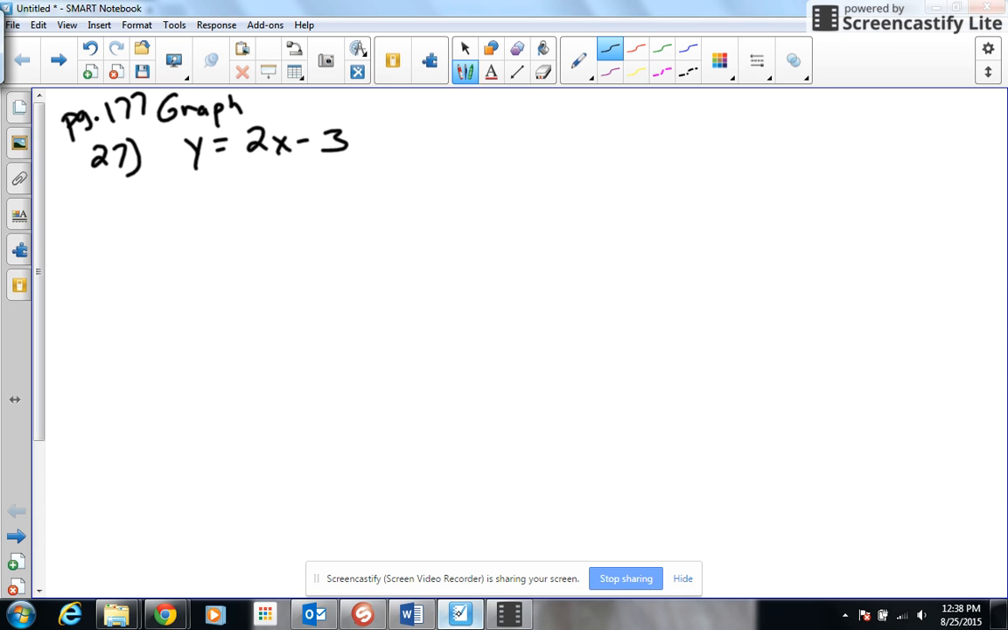So this is section 3.3. I'm on page 177, and this is number 27. The directions were to graph each line and use the slope and y-intercept.